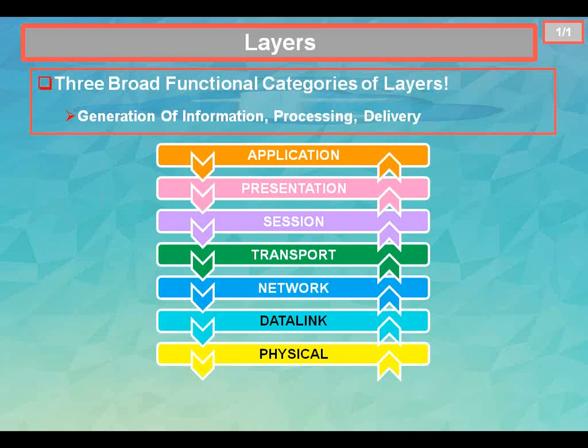Totally, how many layers you see out there? 7. Out of it, there are three broad categories, it seems. What are those three broad categories? One category is called generation of information. Second one is called processing. Third one is called delivery. Now, what are those layers? And what is that categorization? I'll show you that.